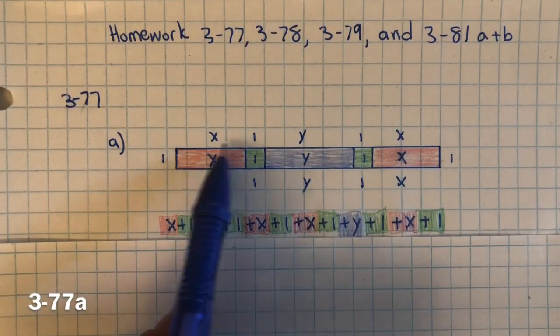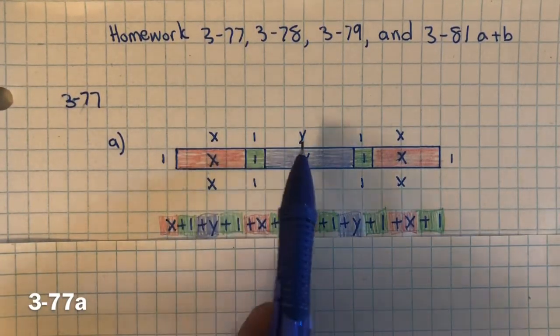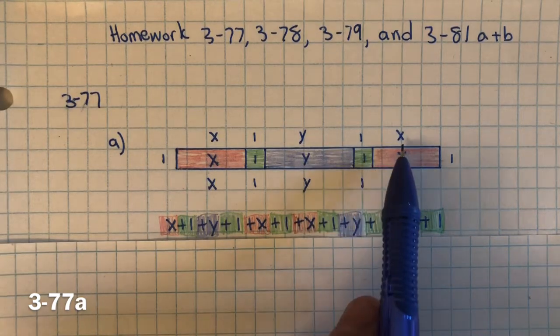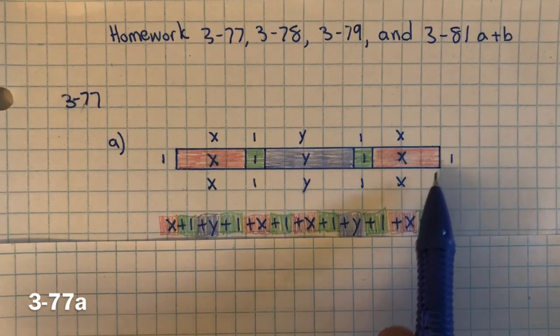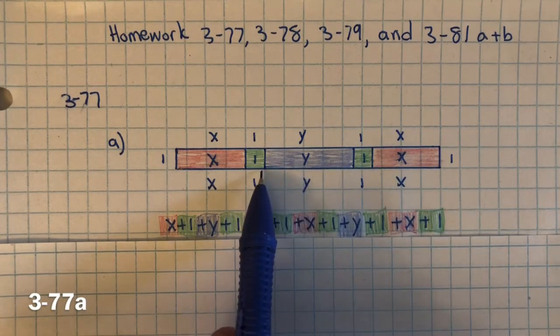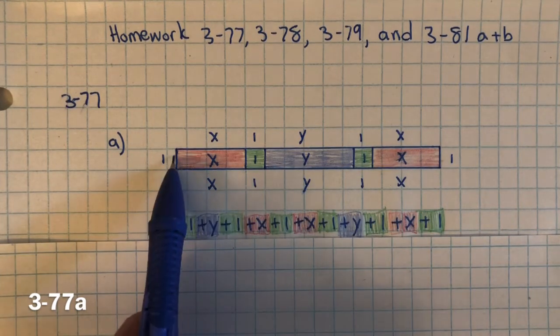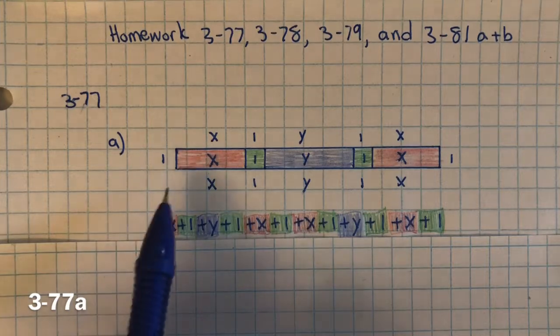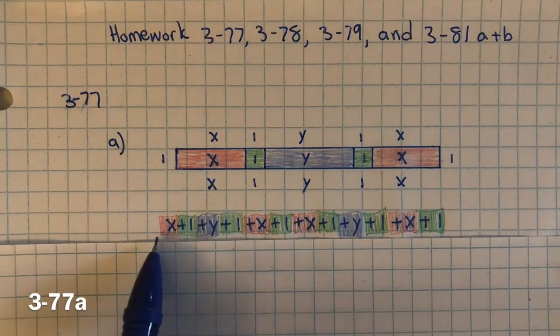So here we have x plus 1 plus y plus 1 plus x plus 1 plus x plus 1 plus y plus 1 plus x plus 1. And you add all of those up and you'll get the perimeter.